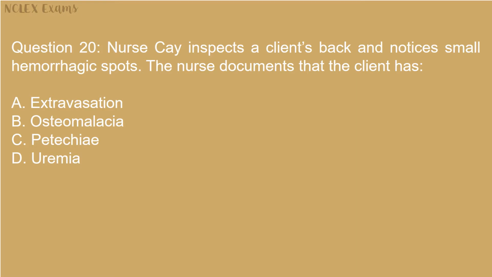Question 20. Nurse K inspects a client's back and notices small hemorrhagic spots. The nurse documents that the client has: A. Extravasation. B. Osteomalacia. C. Petechiae. D. Uremia.